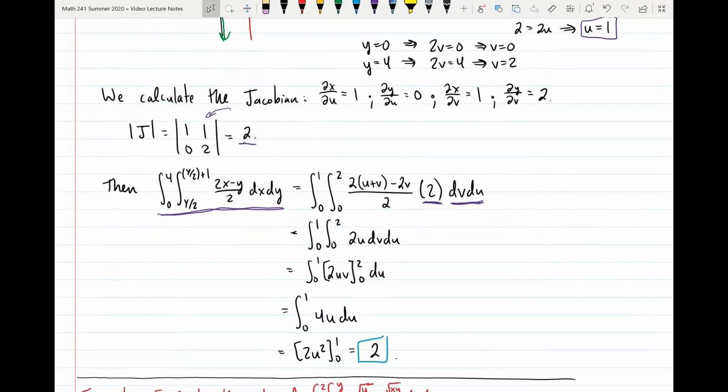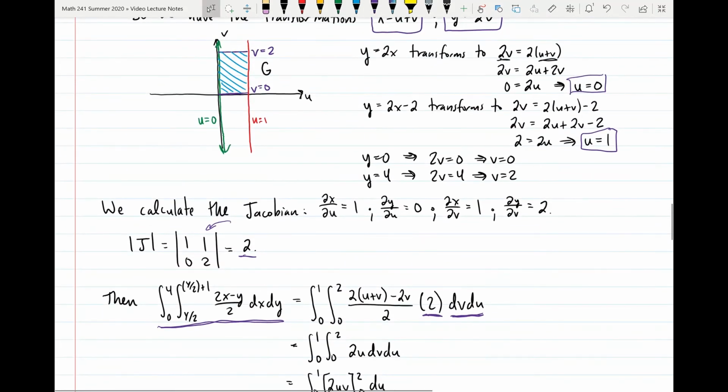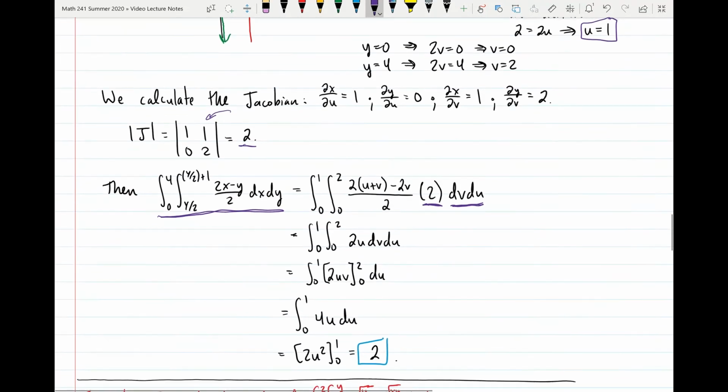So our limit of integration for u is going to be 0 to 1. You can see that just from looking at the region G in the UV plane immediately. And the limits of integration for v are going to be 0 to 2 for the region G in the UV plane, which hopefully you can also see. And then we can take u plus v and substitute it for x, and we can take 2v and substitute it for y inside of our function.